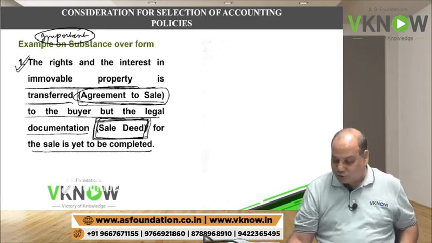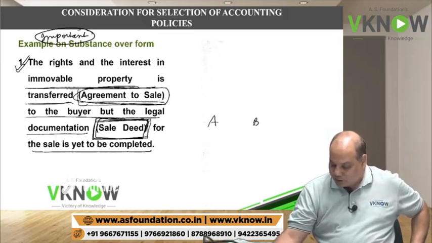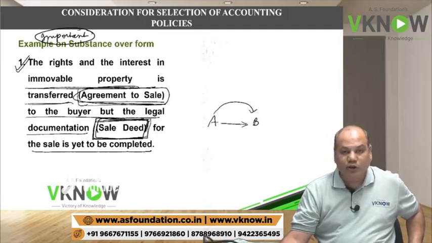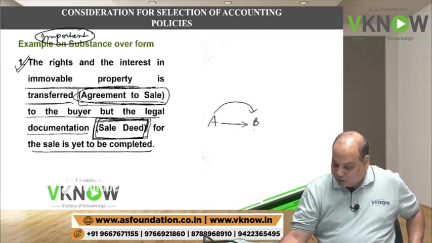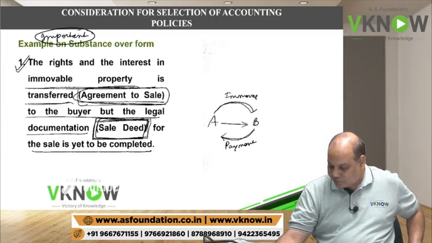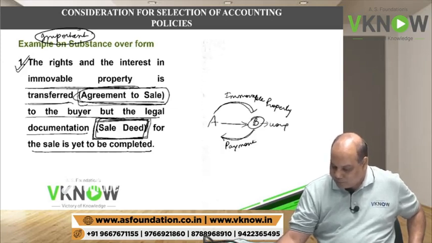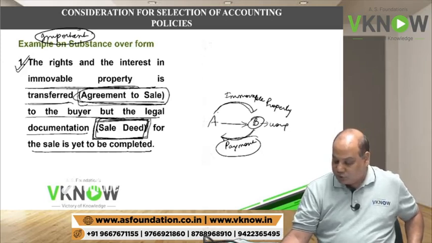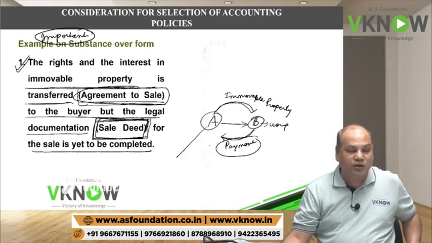Now the question your institute will ask you: A and B have entered into an agreement to sell. A will transfer immovable property to B, and B makes some payment also to A. B makes payment, A transfers the immovable property, let us say a flat, to B. B takes possession of the property. B starts using the property. B makes the payment also. Question is, how will A record this transaction if the sale deed is not yet complete?